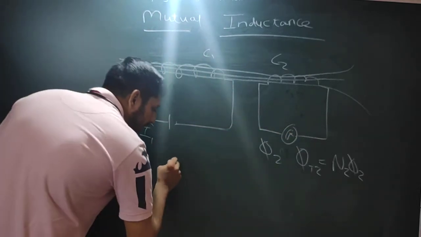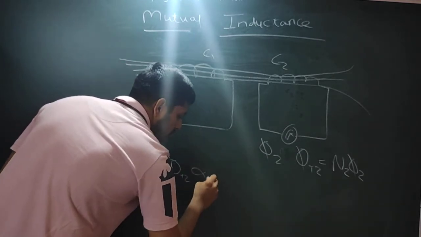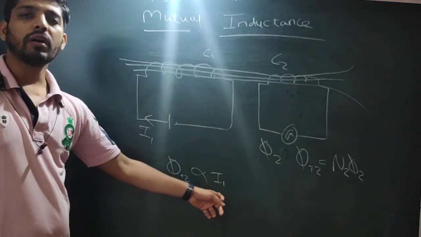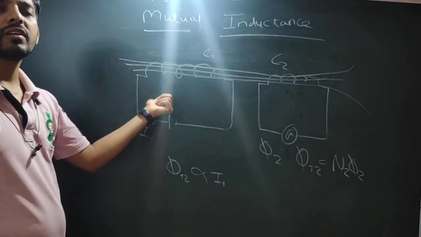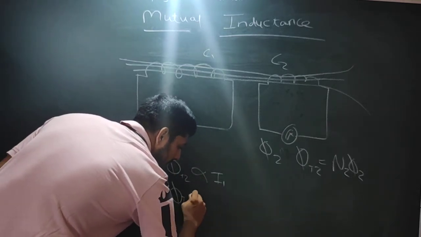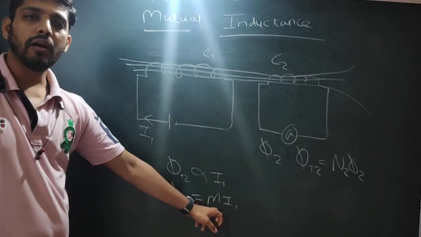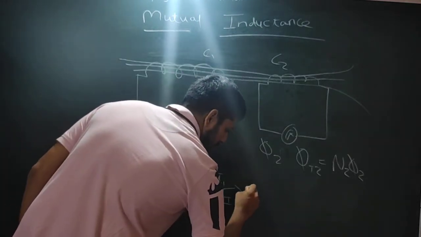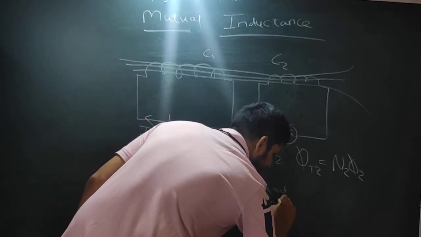So can I write that phi T2 is proportional to I1, that is, the flux in this coil is directly proportional to the variation in this current. So phi T2 can be written as M I1, where M is nothing but the coefficient of mutual inductance, or I will directly write mutual inductance.